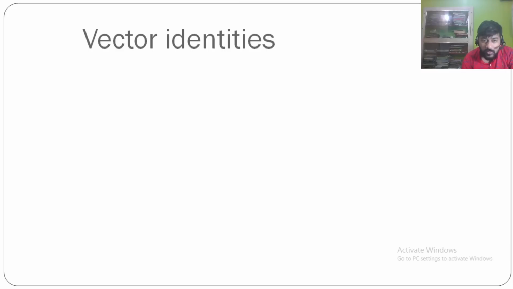Okay, so let me discuss the vector identities one by one. The identities involve gradient, divergence as well as curl. The first vector identity I am going to talk about is the gradient of the addition of two scalar functions phi and psi: you will get grad phi plus grad psi. This is very usual and very easy.